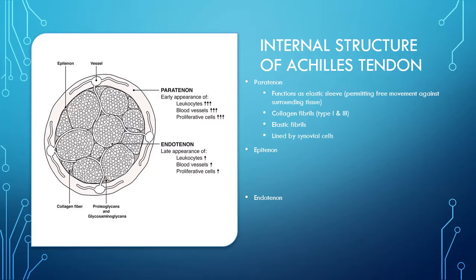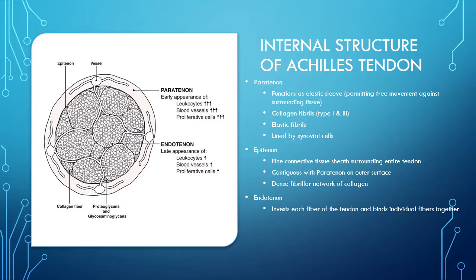So the epitendon is a fine connective tissue sheath, and it surrounds the entire tendon. It's contiguous with the peritendon on the outer surface. It also contains a dense fibril network of collagen.